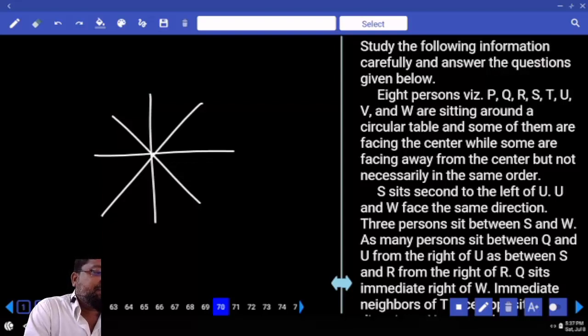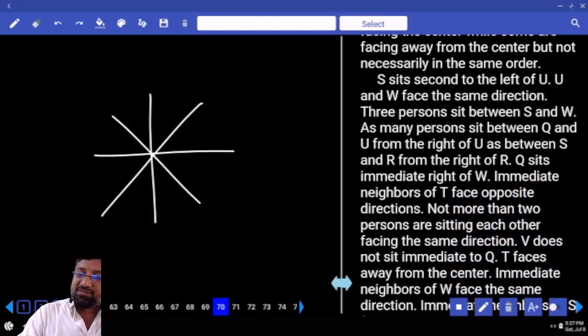Next, U and W face the same direction. 3 persons sit between S and W. Whenever you come across this type of question, I always tell you that you have to read the question and go with the clue that is best for us to start with. That means we have to know the direction of at least one person, something like that. If we find someone like that, we'll make an attempt.